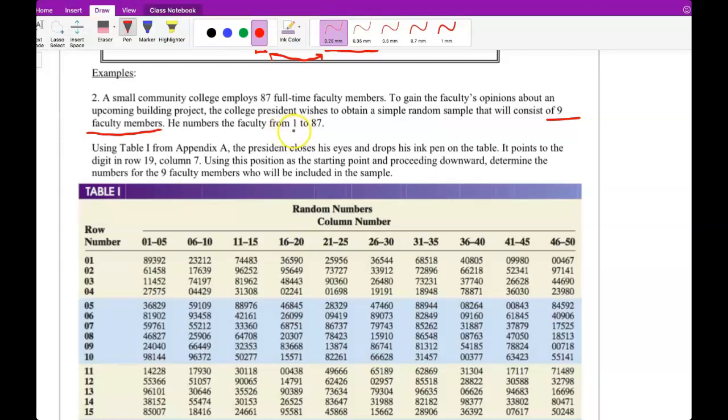I don't want to write it as 1 to 87 with one digit, because 87 is two digits. It's better to write it with two digits, from 01 to 87, because we're going to use this table, and I don't want you to be confused about why I'm choosing 2 digits. You may say, from 1 up to 9 we have only 1 digit, so why are you choosing 2 digits? This is because this number is actually 01.